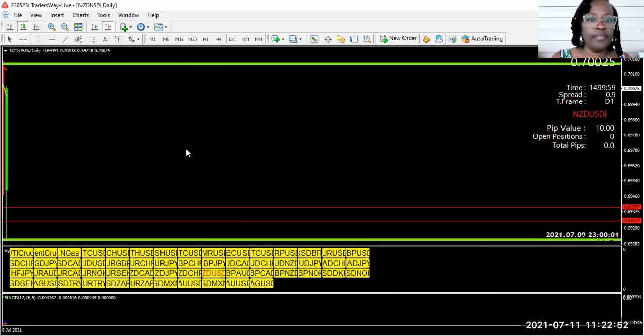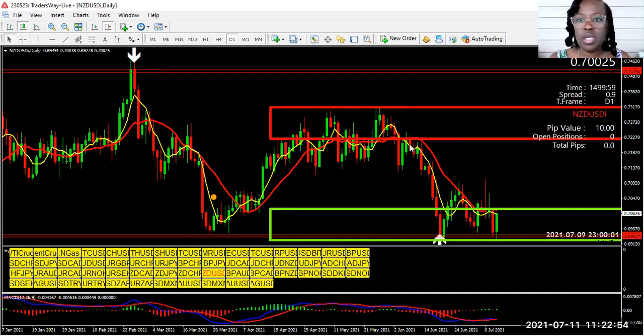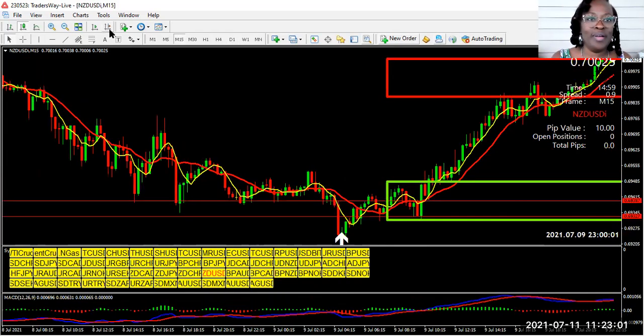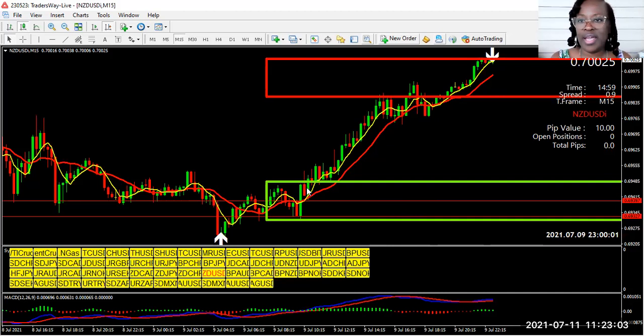Let's go to the daily. So bullish, we're looking for buys. Simple. Drop down to the 15-minute, right? Price needs to be in the demand zone. And I already marked that up too. So there you go, right? And you start to see some similarities.